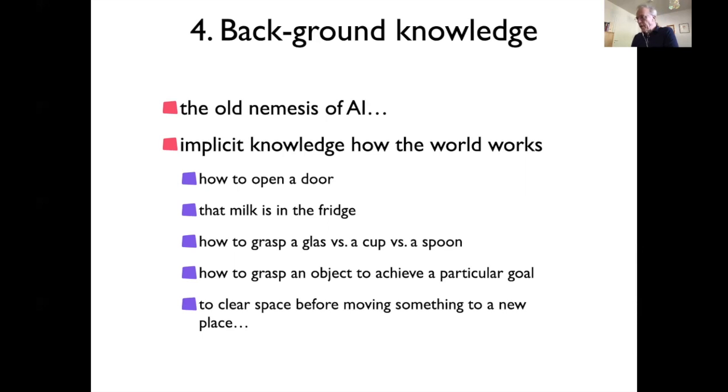How do you open a door? Where is the milk in the fridge? How to grasp a glass versus, maybe, a plastic cup versus a spoon, and how hard to press. What kind of grasp will allow you to then do a certain kind of action. Putting something down, that you have to clean the space, and how large an opening you have to make to put an object inside. You can imagine the number of things you need to teach your robot is large and amorphous and difficult to formalize.